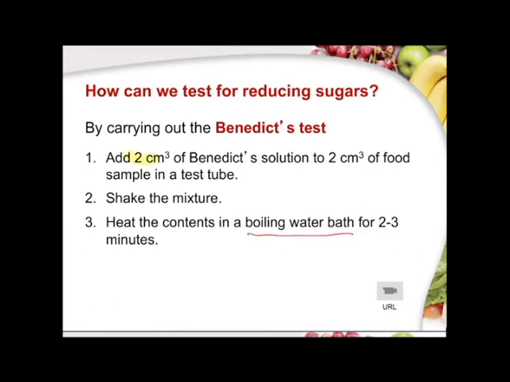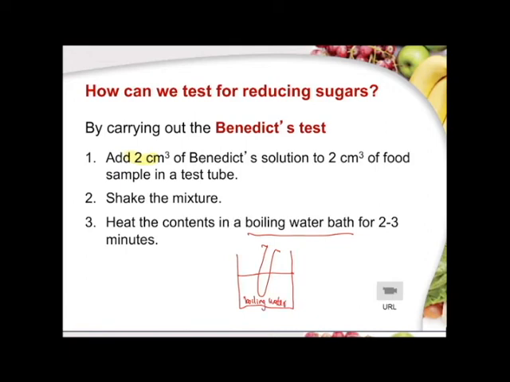So how do we test for reducing sugar? Usually we use the Benedict's solution test. For Benedict's solution test, just remember everything must be in twos. As a rule of thumb, heat the contents in a boiling water bath. This is a very key important phrase. If you never write the word boiling, you'll be marked wrong. If you never write the words water bath, you'll also be marked wrong, and it's not throwing it into boiling water. It's actually into a boiling water bath.